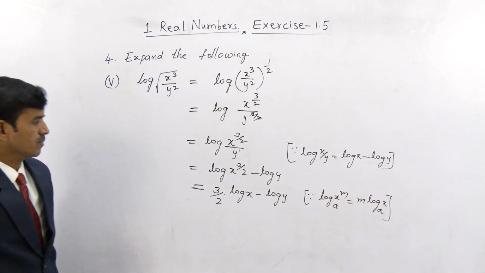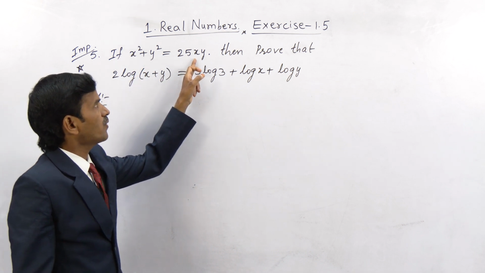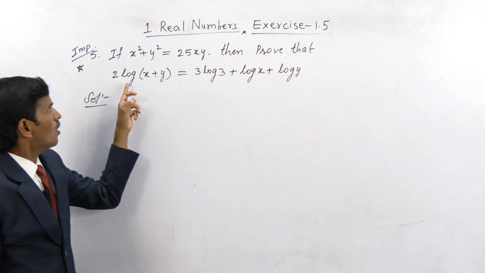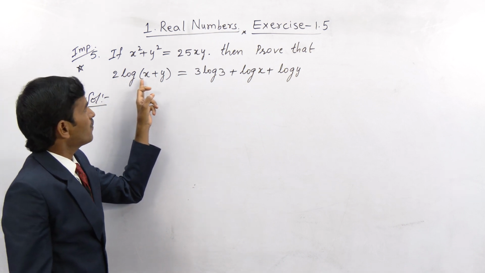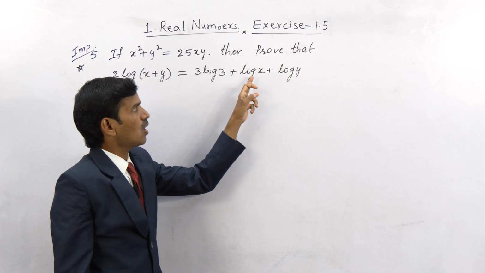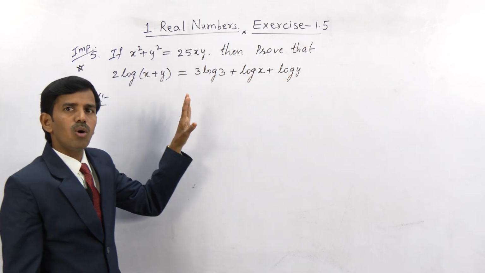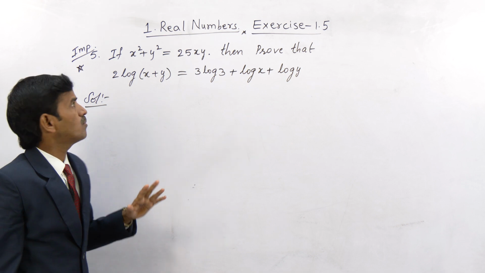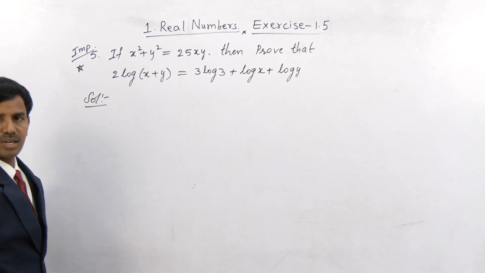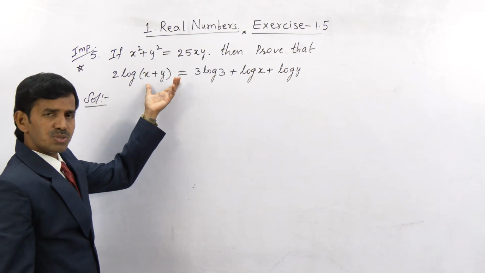Right? Given that if x square plus y square is equal to 25xy, then what we need to prove here? 2 log of x plus y is equal to 3 into log 3 plus log x plus log y. We need to prove this. These types of problems repeat in the exam, so you can mark it as important or keep a star mark for it. So how to prove this one?